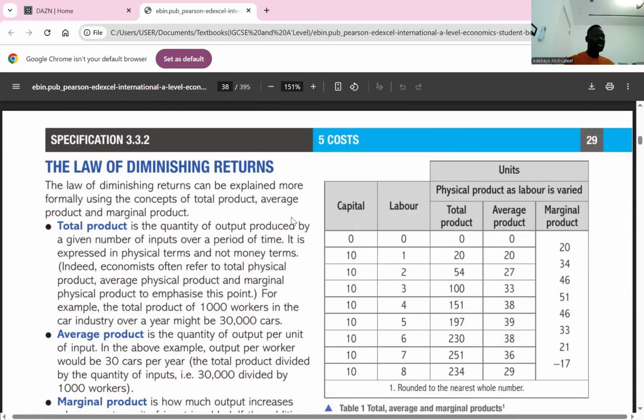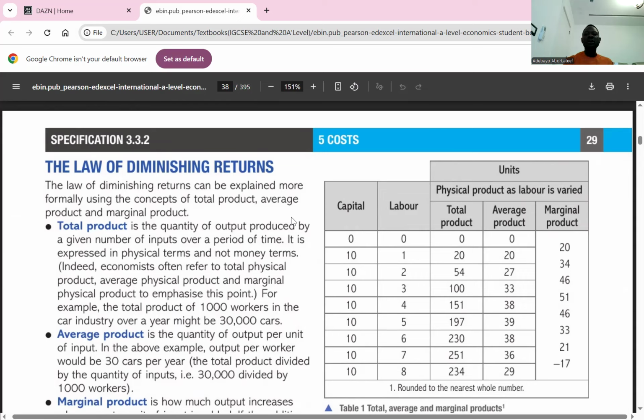Now, the same constraint, the same capital is still 10, which is fixed. 3 workers are employed. The marginal product continues to rise until the 5th. So look at our marginal product. That is where we're talking about the law of diminishing marginal productivity. So we need to figure out where our marginal productivity starts diminishing. And the marginal productivity starts diminishing at the 5th worker employed. So when the 5th worker was employed, the marginal productivity reduced from 51 to 46. Do you get it? Yes.